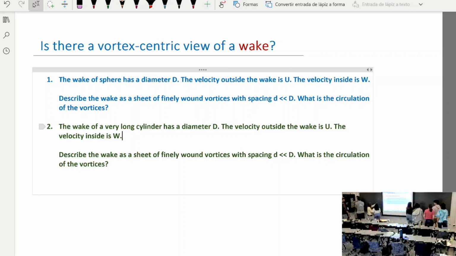Wait, real quick. So if we have our cylinder, it goes out like this. The vortices are going to be parallel to the axis of this. Yeah, I see what you're saying. Okay. Just think about the induced flow using your right hand.